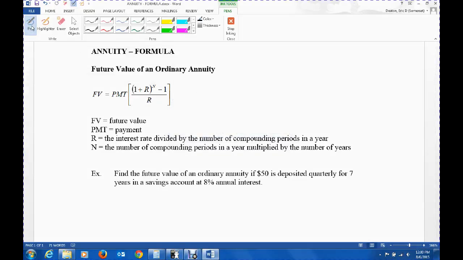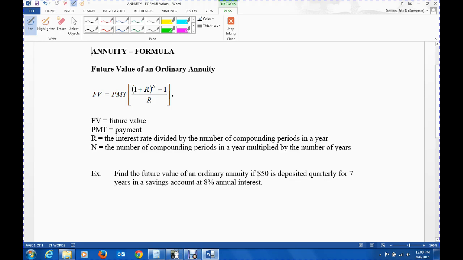Annuities. Annuities are interest savings accounts where you deposit so much money every so often. A lot of times people will set up a college fund for their kids and they may deposit a portion of their monthly paycheck into a savings account. That's called an annuity. We're going to only look at an ordinary annuity, the future value of an ordinary annuity.